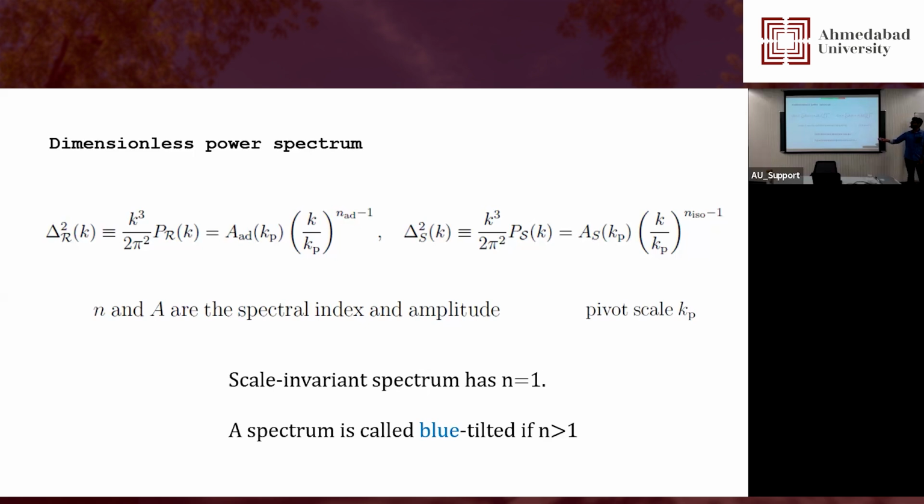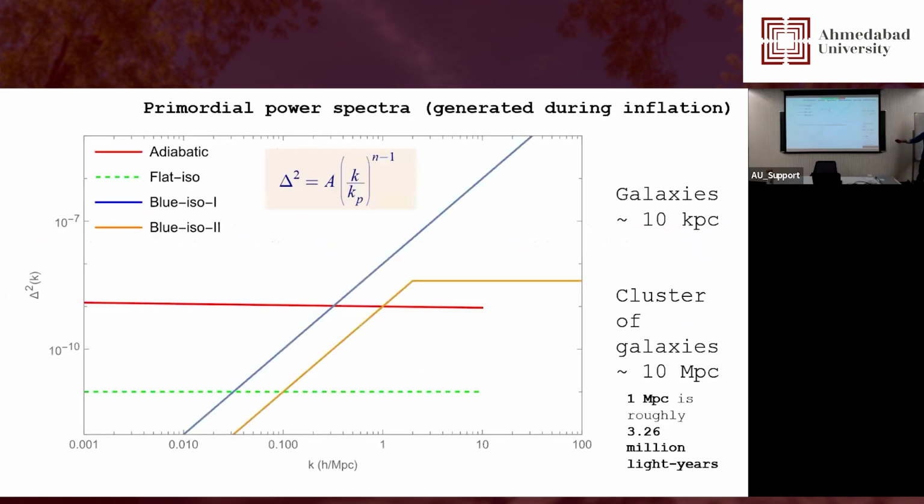This n is called the spectral index. And if n is 1, then there is no scale dependence. It's just flat. All scales have equal power. But if n is greater than 1, you get a tilt which goes up. And if n is less than 1, you get a tilt which goes down. So that's what we call blue if it is greater than 1, and that's where the definition of blue comes from. So if n is greater than 1, the power spectrum increases, something like this. So this is the primordial power spectrum.